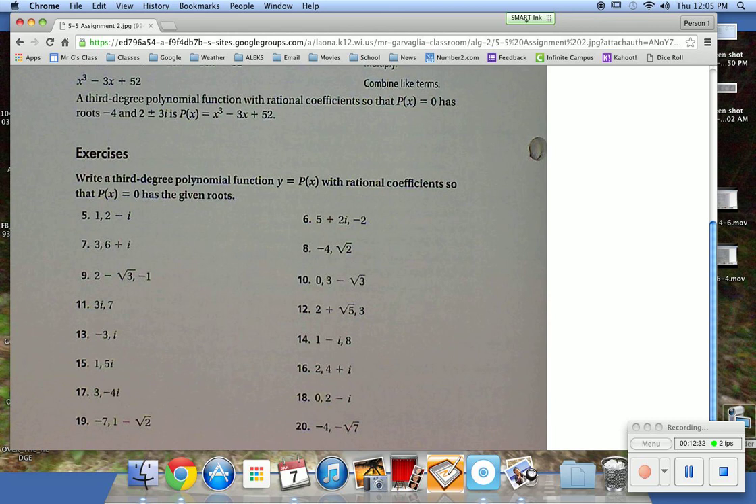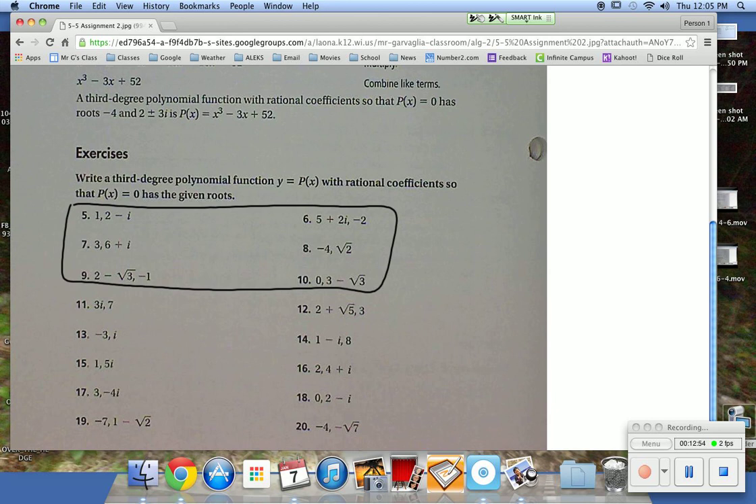Let's do 5 through 20. All right, let's do these. Let's do the top 6. Top 6 right there. Have those done for tomorrow.